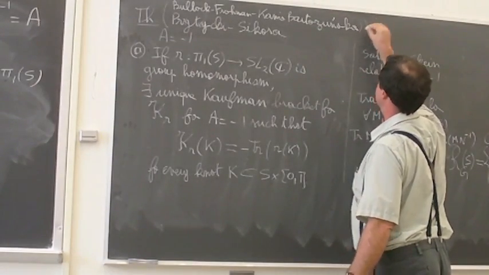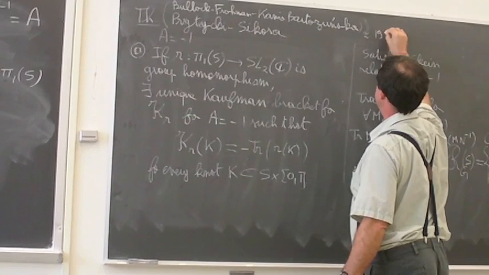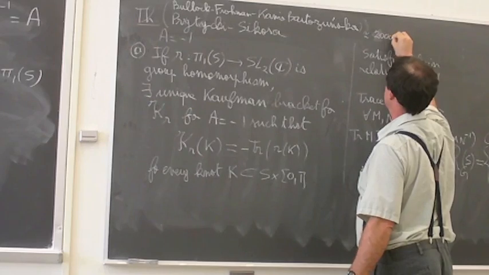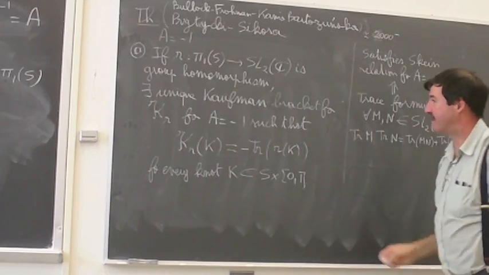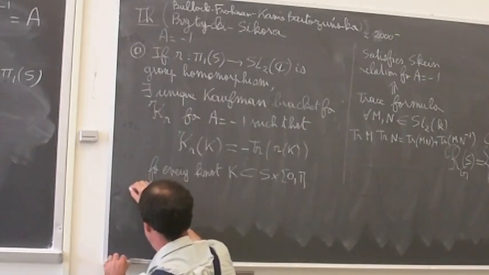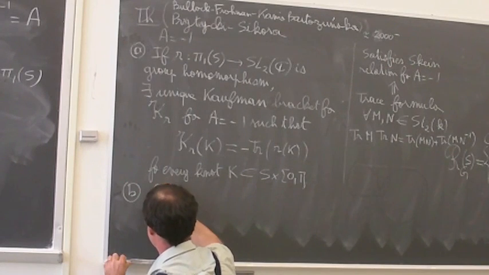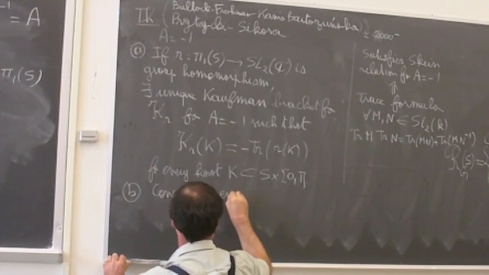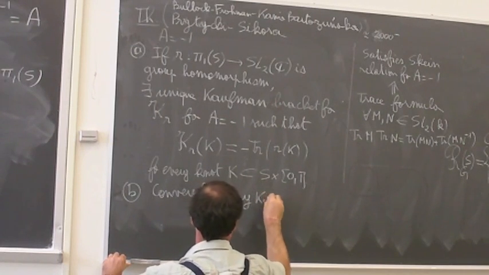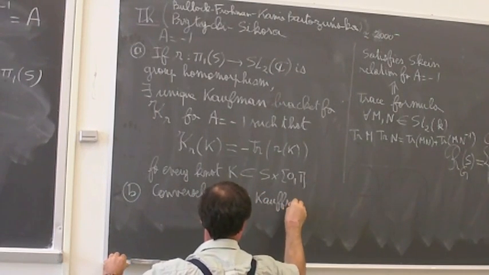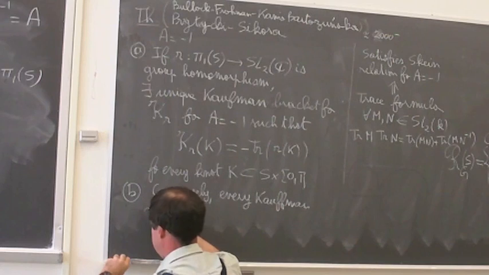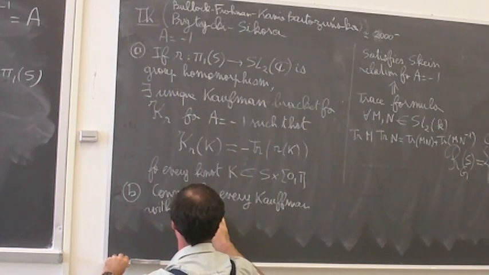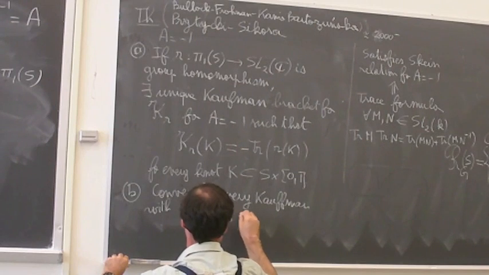It's about 2000, minus epsilon. But there is another part: every Kauffman bracket with A equal to minus 1 is obtained in this way.